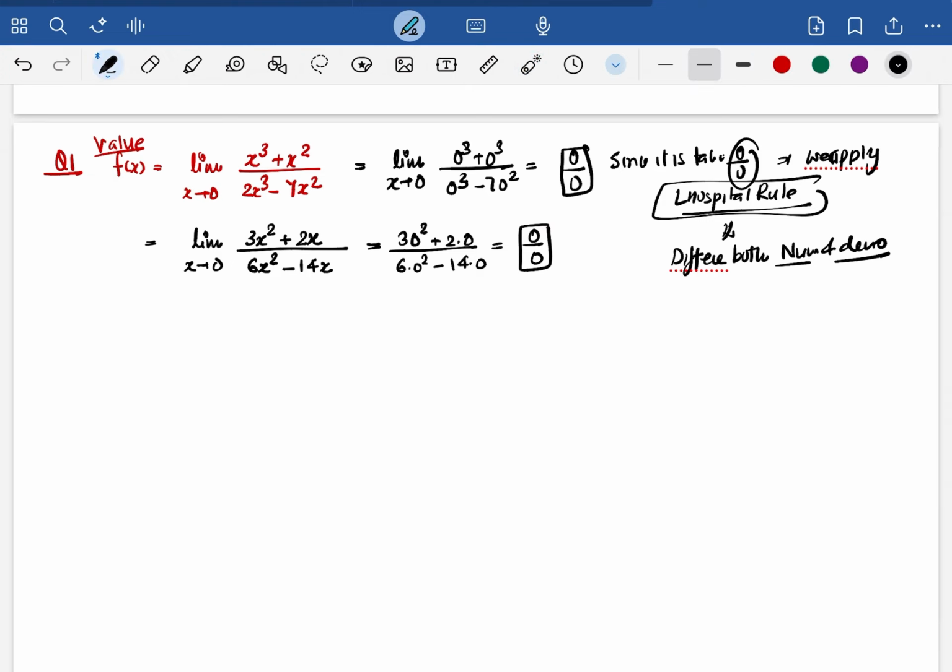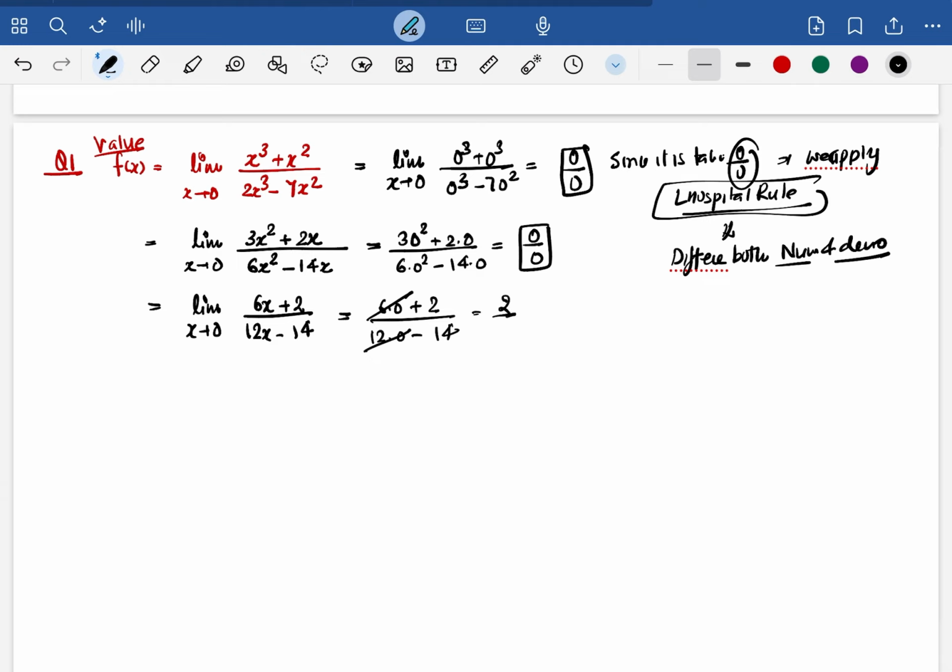So let's differentiate it one more time. Limit x tends to 0. What's the differentiation of the numerator? Can we say this is 6x plus 2, and the denominator is 12x minus 14. Again put the value of x as 0. So can we say 6 into 0 plus 2 and 12 into 0 minus 14. So this is 2, this is minus 14.